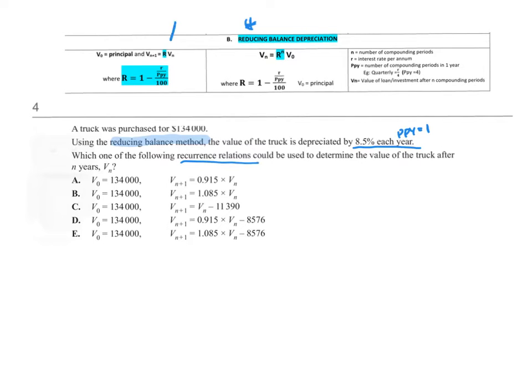So this is the column that has the recurrence relation. So we're looking at this. So you can see here, this is how you write it out. So you write V0, and they've all got the same V0, so that's fine. So really we're just looking for how to do the rule. And the rule part is this R times Vn. So this R is what we've got to work out.